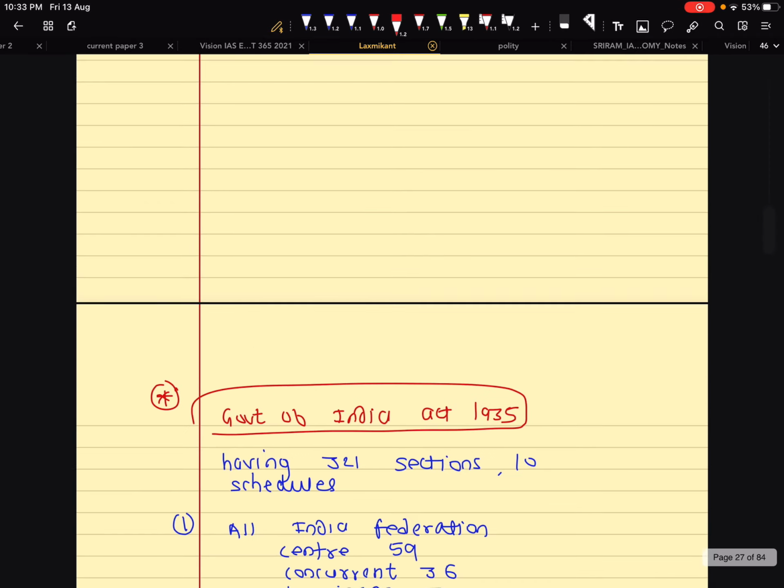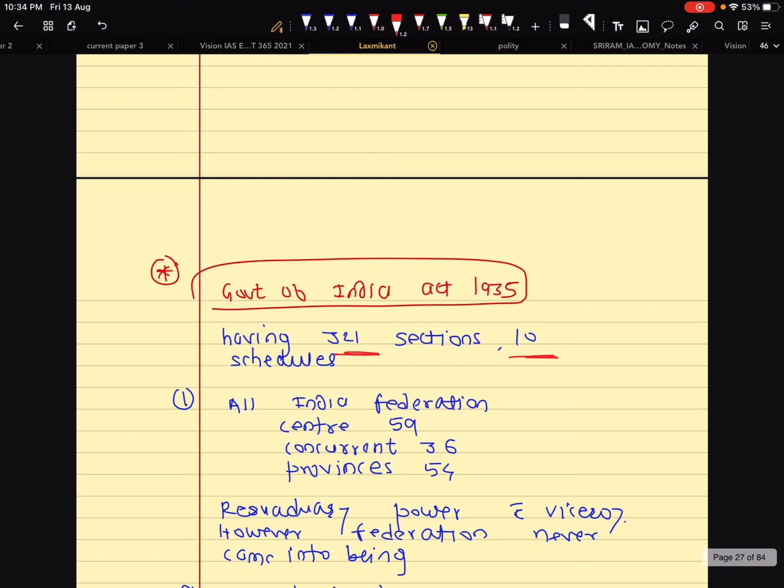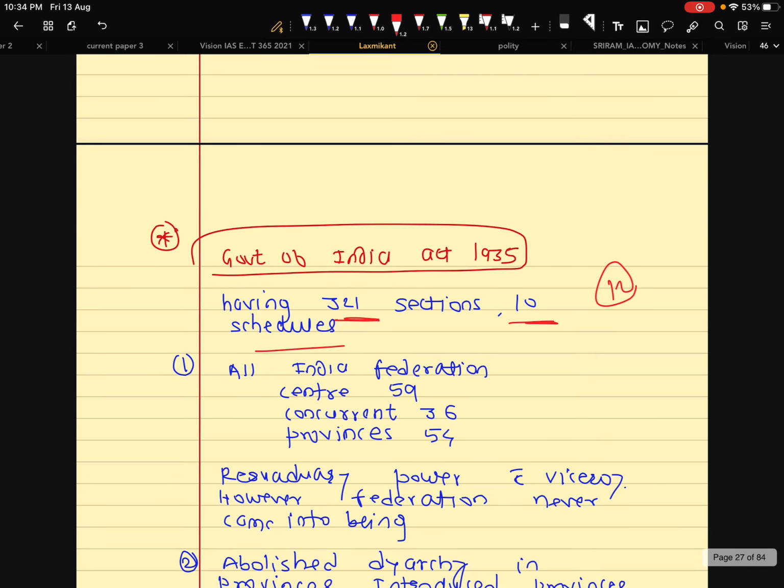Then the Government of India Act 1935. So now the next act, the Government of India Act 1935. This act has 321 sections and 10 schedules. Remember, this act has 321 sections and 10 schedules. Now our Constitution has 12 schedules. Remember.